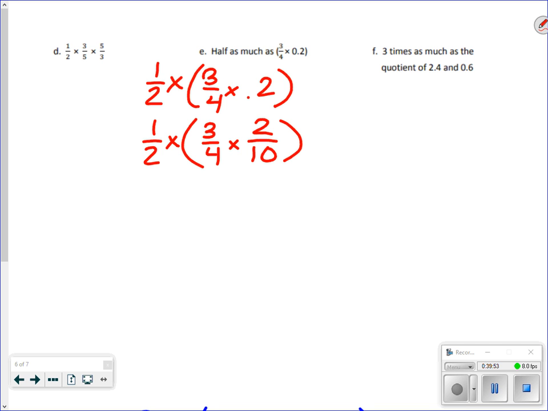I have a question. What tells you that's multiplying? Is it "as" or "much"? When it's anything like this, it's the same thing as "of." Half of, as much as is the same thing as of. Okay.